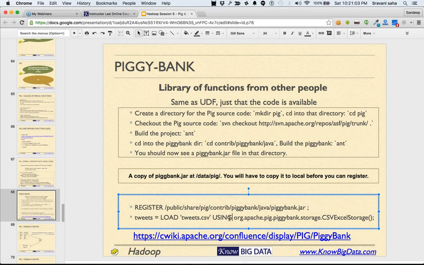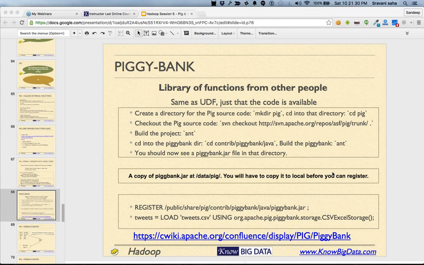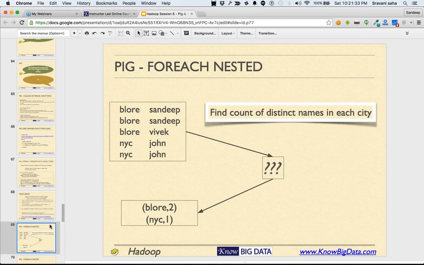In the exercises which we talk about in case of pig, you will realize that if the data contains commas, using PigStorage with comma as separator does not help. Therefore, you will have to utilize this particular storage after registering the piggy bank. Sounds good to everyone? All right.